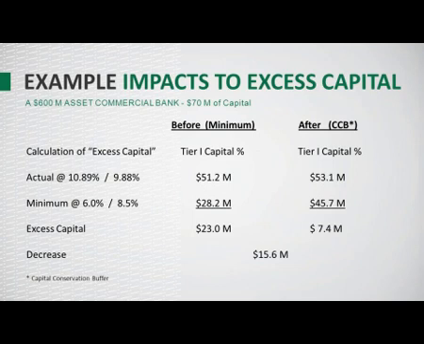So back to the example of this $600 million asset commercial bank with $70 million of capital. Prior existing excess capital, and here we're just going to be using the Tier 1 capital, the prior existing capital ratio.